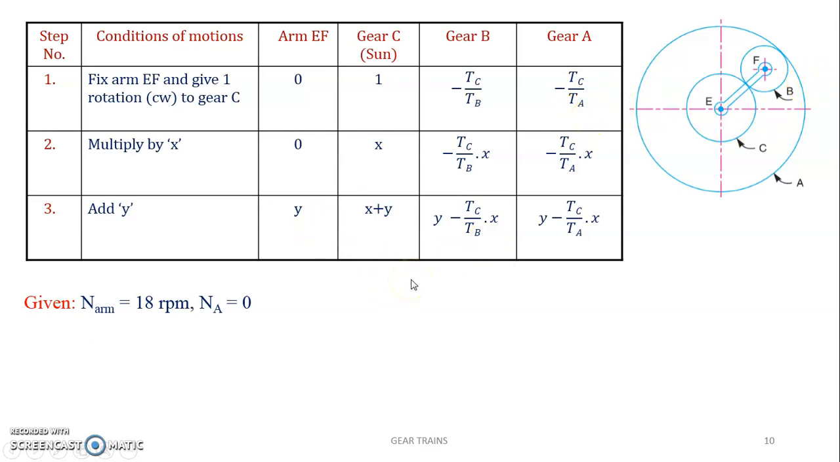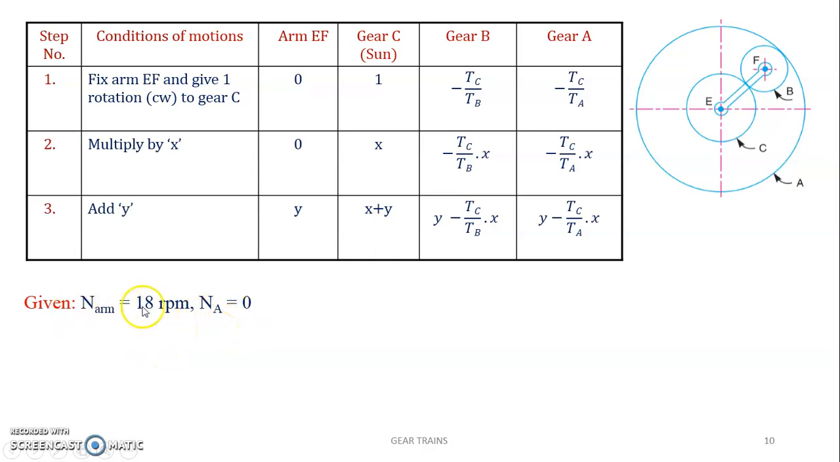They have given that the speed of arm is 18 rpm and that the gear A is fixed. So I have written NA is equal to 0. Now this is nothing but the expression for the speeds on each. This expression is nothing but the speed of gear B. This expression is nothing but speed of gear A. This expression is nothing but speed of gear C. They have given 2 here, so let us solve.